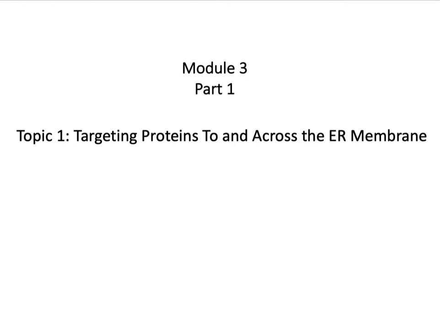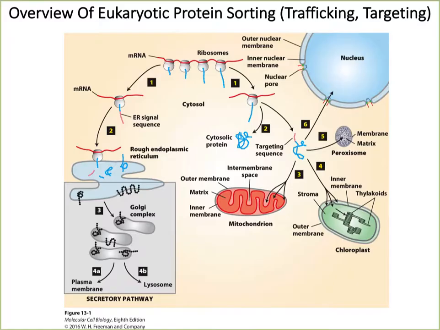Module 3, Part 1, Topic 1, Targeting Proteins to and across the ER membrane. So most of the proteins in the cell are synthesized on the cytosolic polyribosomes. And so there is a messenger RNA that is being bound to the ribosomes in the cytosol as it is being translated. Once a protein is completely translated and released into the cytosol, it will remain in the cytosol unless there are some specific targeting sequences, shown here in red, that will direct it to a different organelle. This is the signal-based targeting.